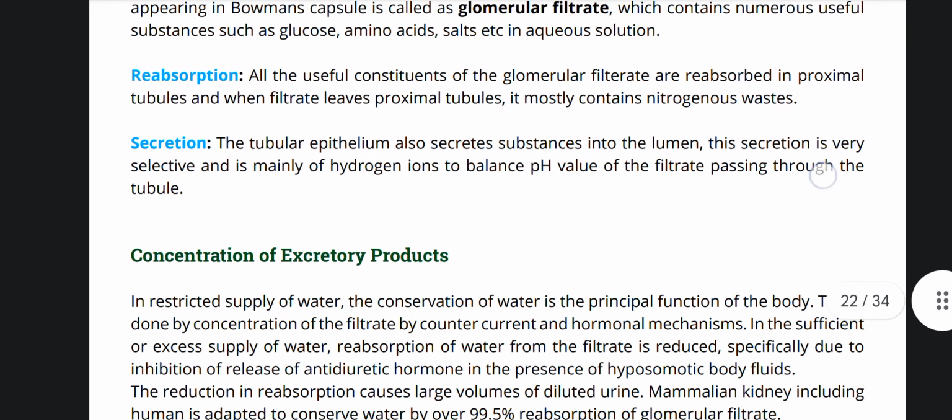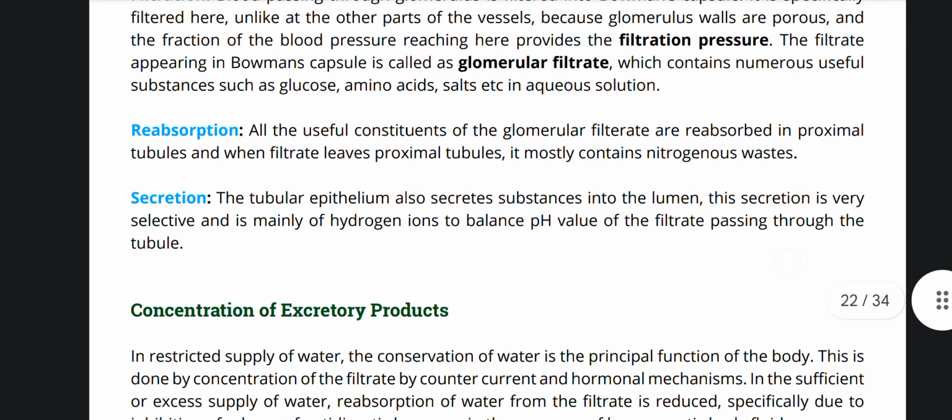etc. in aqueous solution. Reabsorption: all the useful constituents of the glomerular filtrate are reabsorbed in the proximal tubules, and when the filtrate leaves the proximal tubules, it mostly contains nitrogenous waste. Secretion: the tubular epithelium also secretes substances into the lumen. This secretion is very selective and is mainly of hydrogen ions, to balance the pH value of the filtrate passing through the tubule.